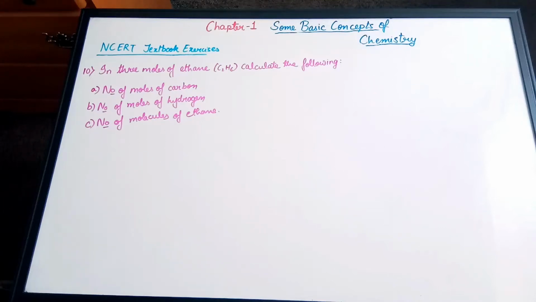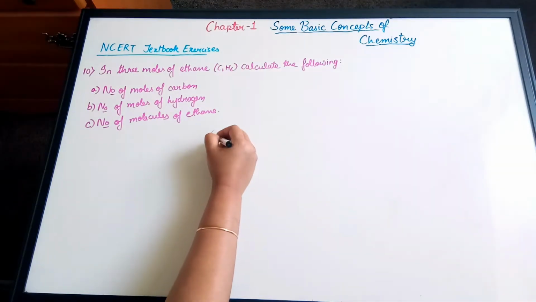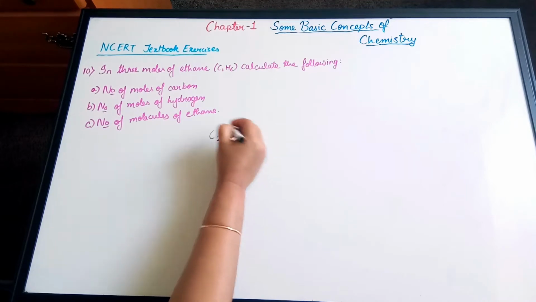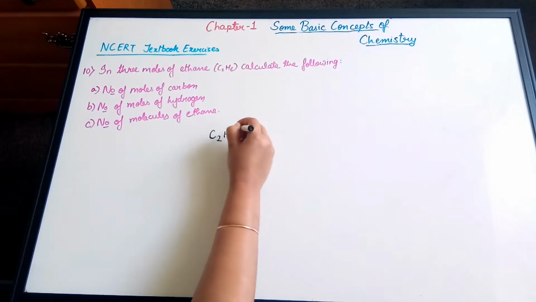Question number 10. In 3 moles of ethane, calculate the following: number of moles of carbon, number of moles of hydrogen, and number of molecules of ethane. So first, the formula of ethane is C2H6.